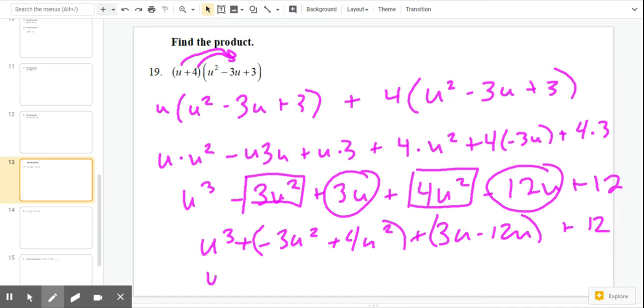So this becomes u cubed. Then we add the coefficients here, so negative 3 plus 4 is just 1, so that's just 1u squared. And then we have 3u minus 12u leaves us with minus 9u plus 12.